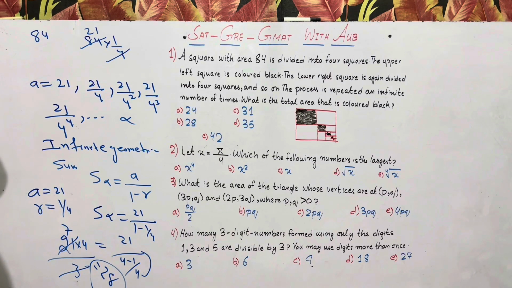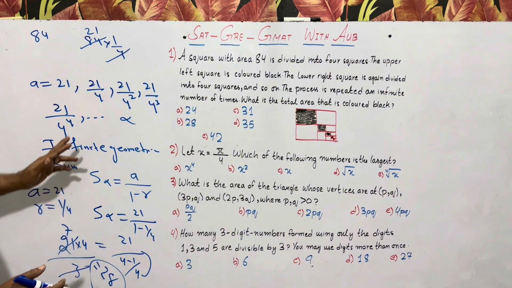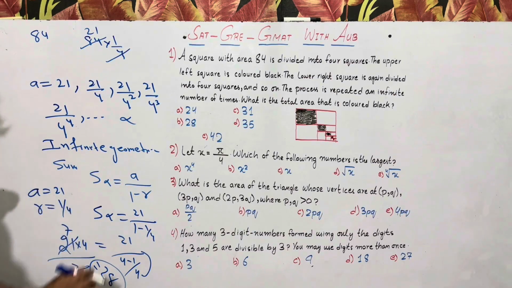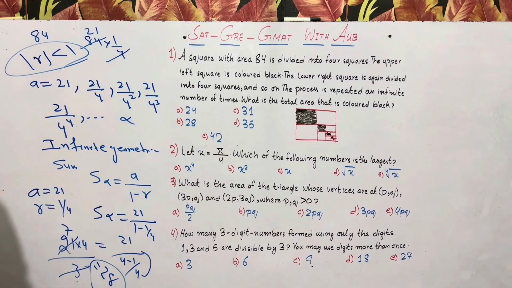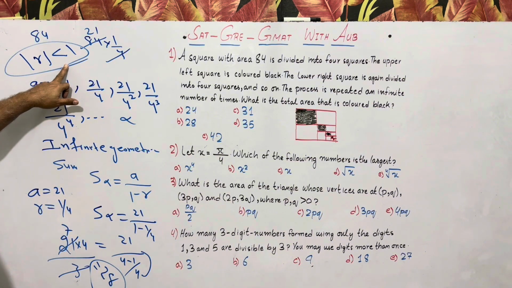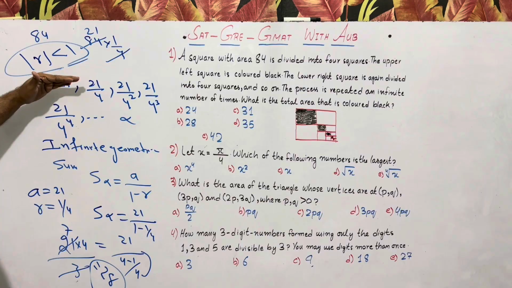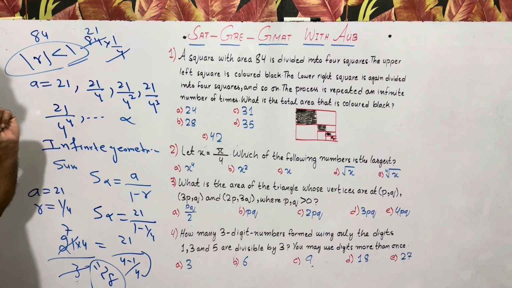We can find an infinite sum provided that we work within some parameters. For finding its infinite sum, r must be less than 1. Our common ratio, whatever we are multiplying by, must be less than 1. Then we are in a position to find its infinite sum. Otherwise, not. In this case, 28 is our answer.